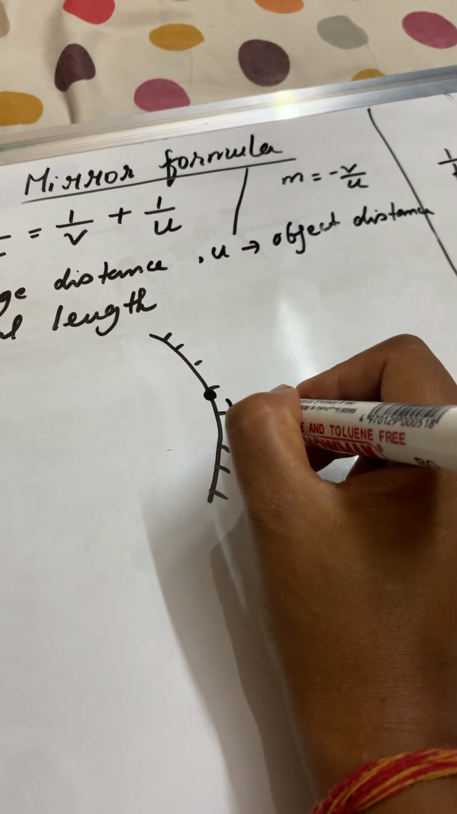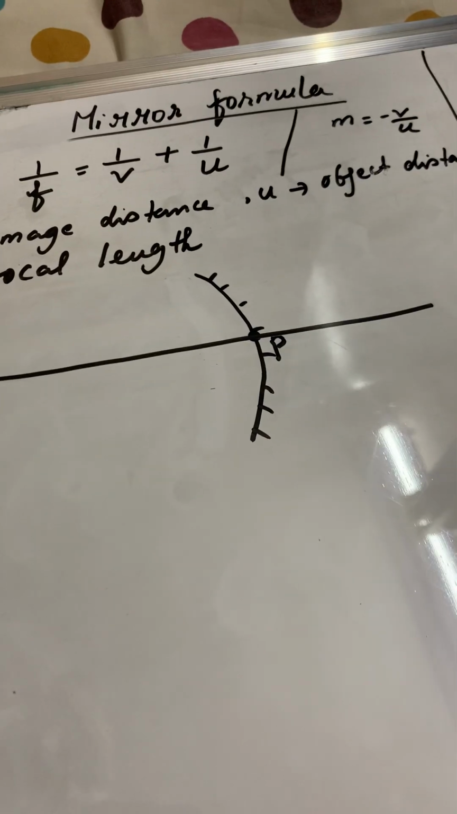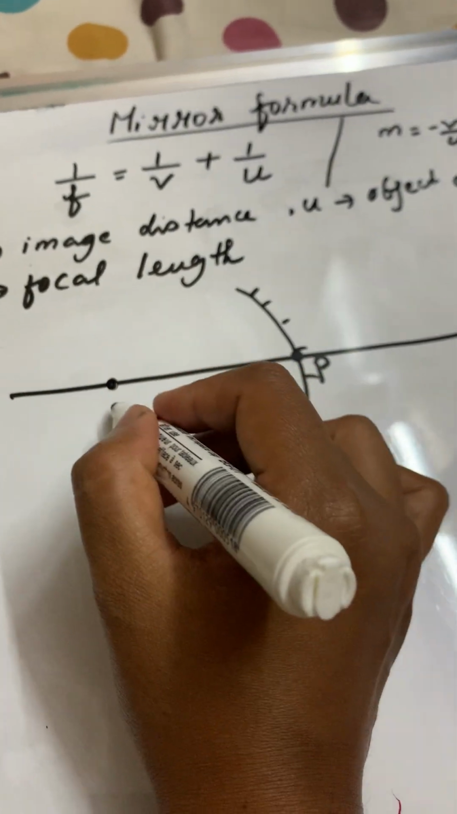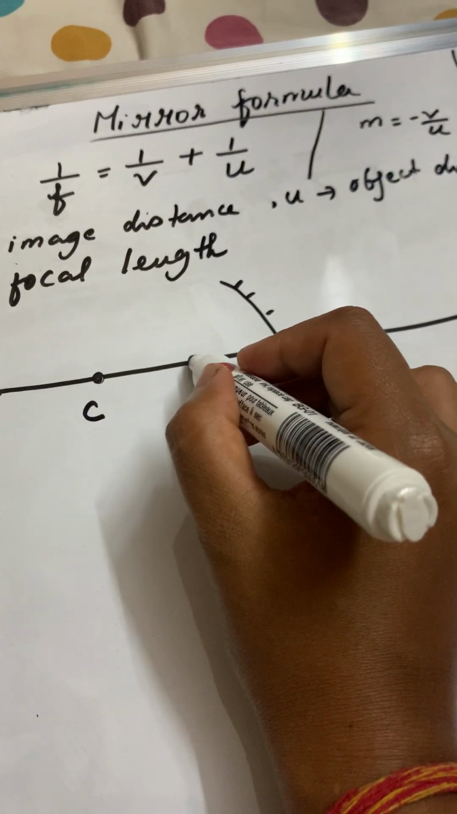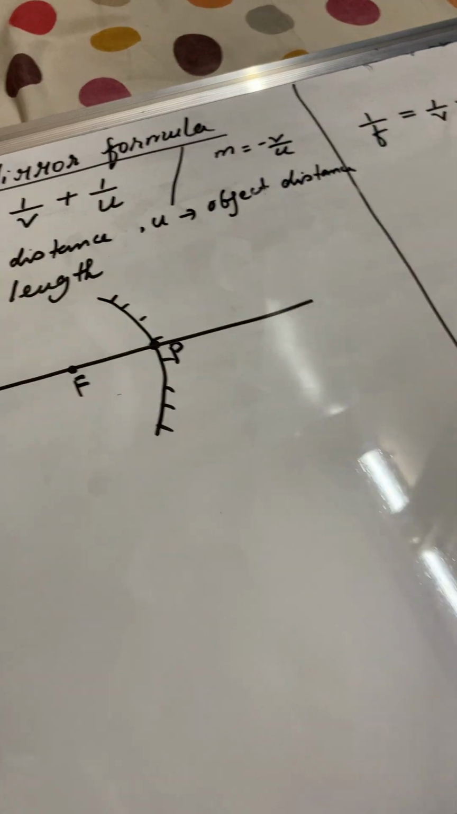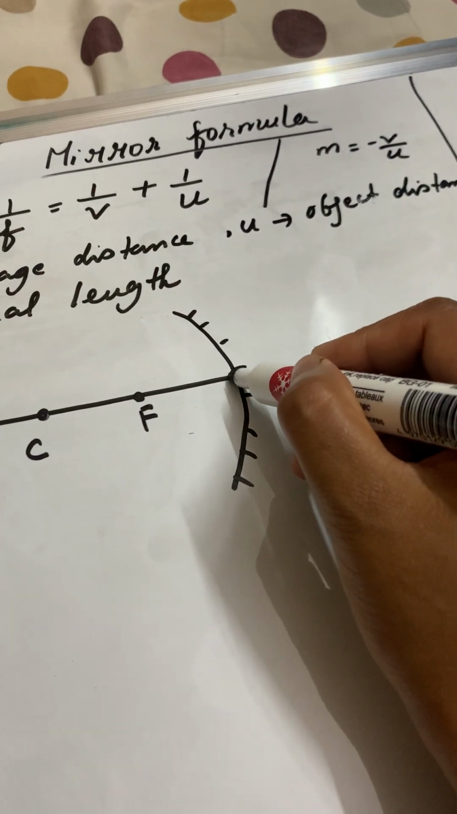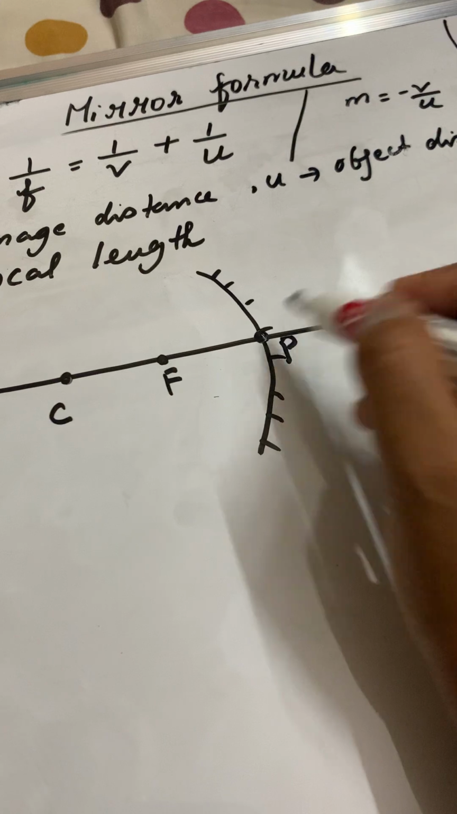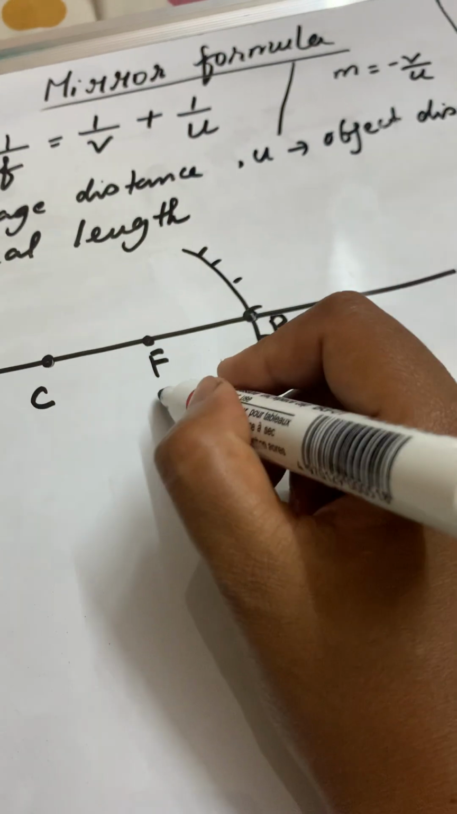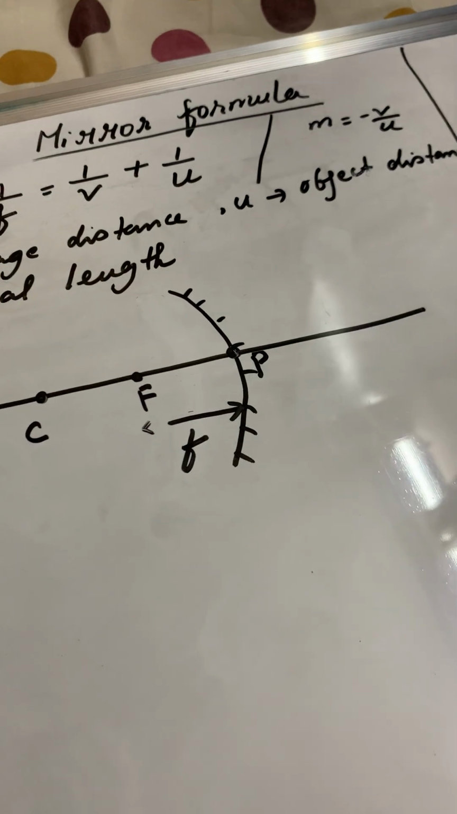The center of the mirror is called the pole. The axis passing through the pole is known as the principal axis. Then the center is on this side, so this is called the center of curvature, and the midpoint of it is known as the focus. All the measurements have to be done from the pole of the mirror. The distance from the pole to the focus is the focal length.